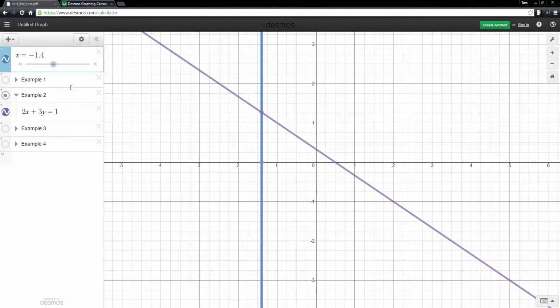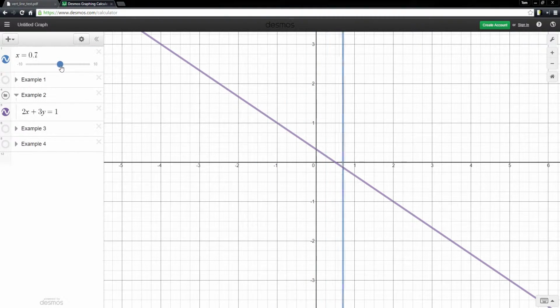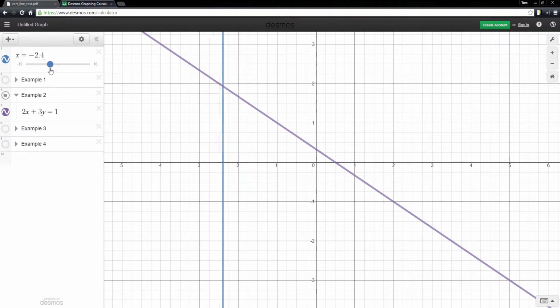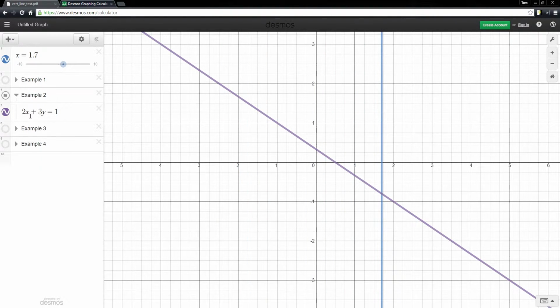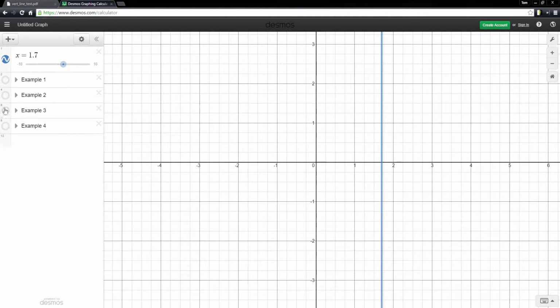No matter where I slide that vertical line around, it's going to intersect it in exactly one spot. So this equation does pass the vertical line test, and as an equation it does represent y as a function of x. In fact, it wouldn't be really hard at all to solve for y here and get that result algebraically as well.